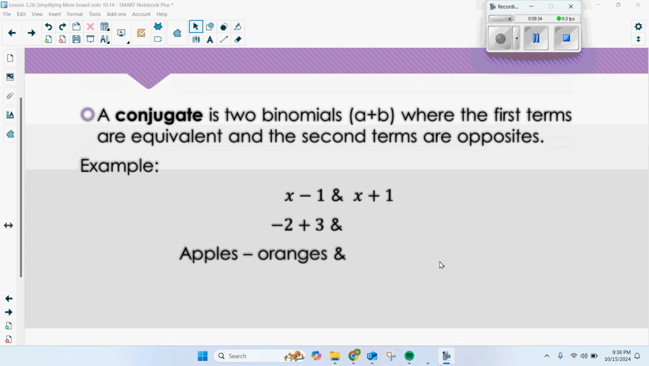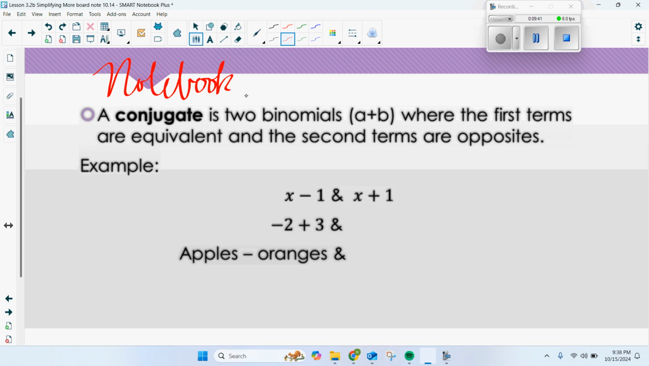I had my 5th period write this in their notebook. So it might not be a bad idea for you to pause this video and in your spiral notebook, add this little definition. If the word definition is not helpful to you, maybe just put some examples of conjugates. Basically it's when you have 2 binomials, and a binomial is like a plus b. The first term stays the same, and the second term is opposite. So if a plus b was the first one, then a minus b would be its conjugate.